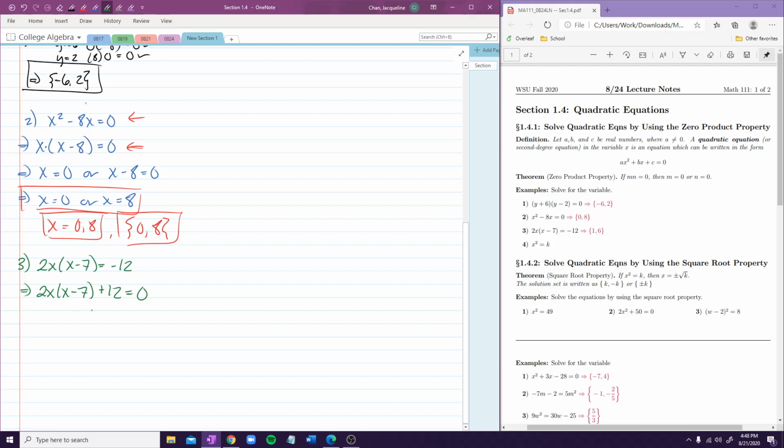But we still can't use the zero product property because this is addition, right? So what we're going to have to do is distribute this 2x, right? And see if we can refactor anything. I notice there's a 2 in common, and so I'm going to say x squared minus 7x plus 6. This is equal to 0. Right? If I divide 2 from both sides, I'm left with x squared minus 7x plus 6 is equal to, and then 0 divided by 2, that is 0.